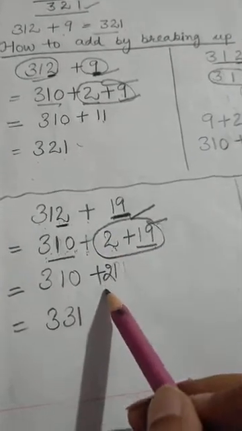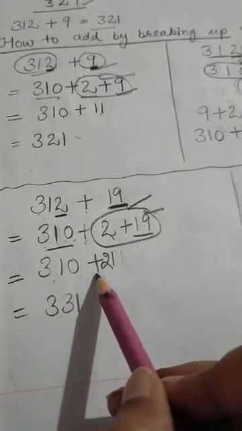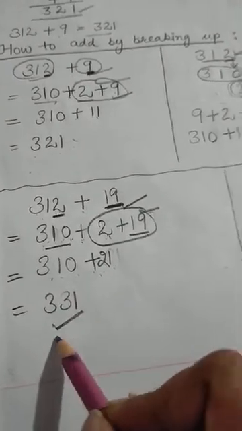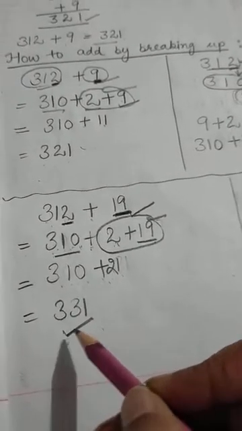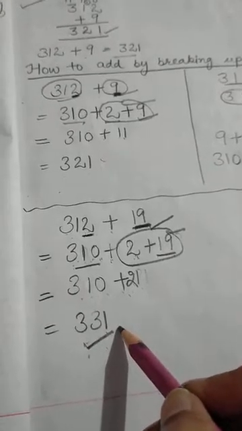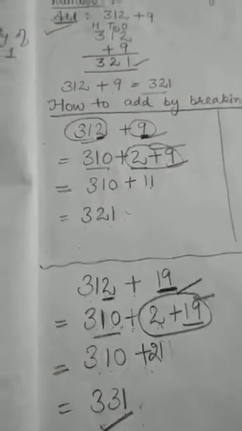19 plus 2, we will get 21. 310 plus 21, what will you get? 331. Now see one more example.